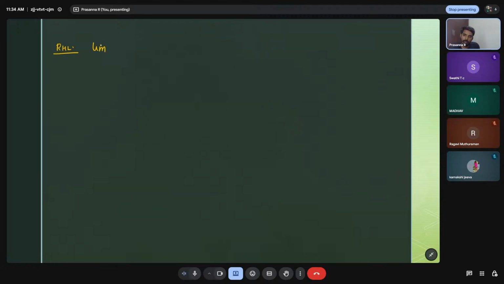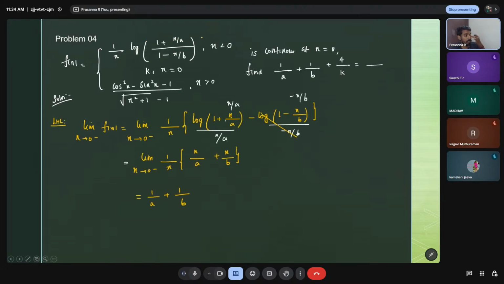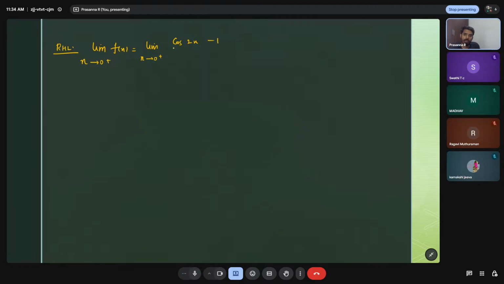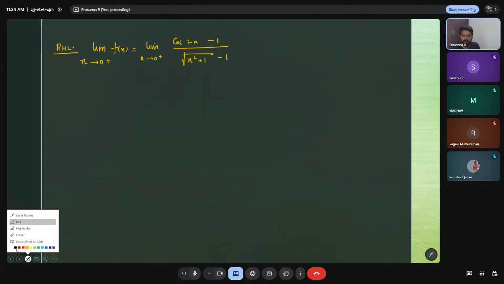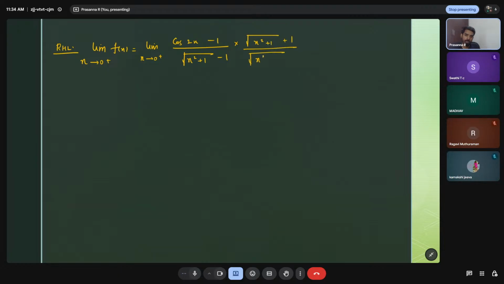Now you find RHL, limit x tending to 0 plus of f of x. I can write this as cos 2x, right? Cos square x minus sin square x is cos 2x, minus 1, divided by root of x square plus 1 minus 1. So you will make a conjugate. Whenever you have under root, you should always make conjugate. So root of x square plus 1 divided by root of x square plus 1 plus 1.